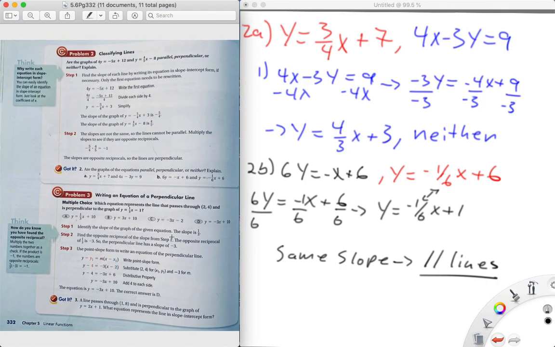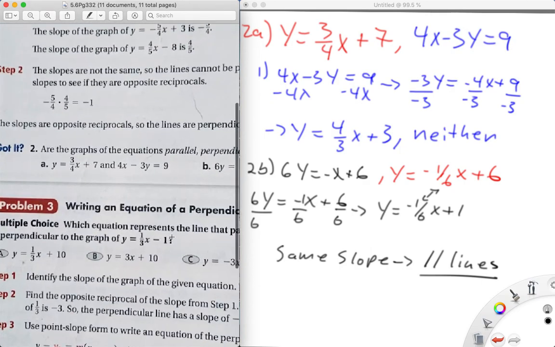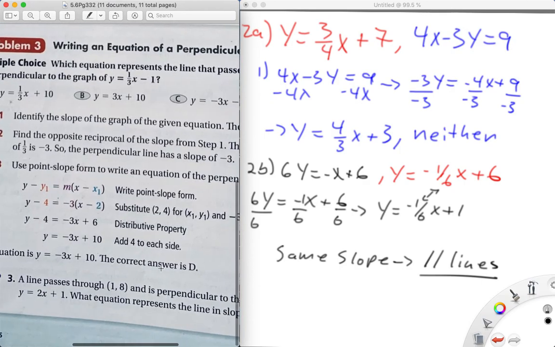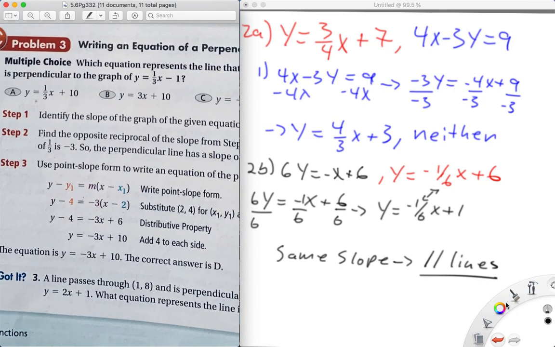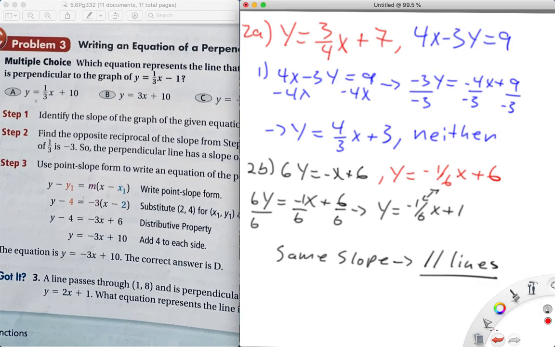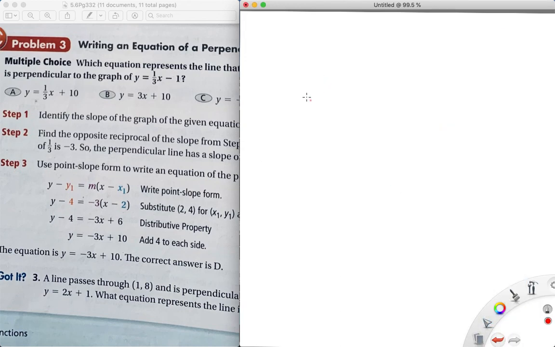Okay, and then lastly, write an equation that's perpendicular to the other line. It has a point of (1, 8). The original equation is y equals 2x plus 1, and they want us to find a line through (1, 8) that is perpendicular.